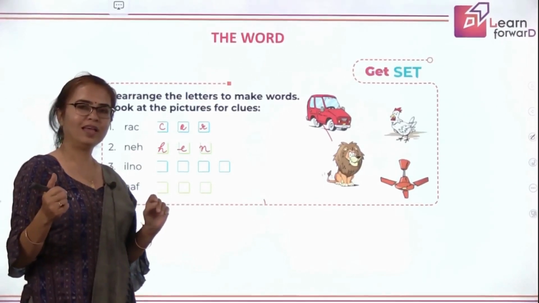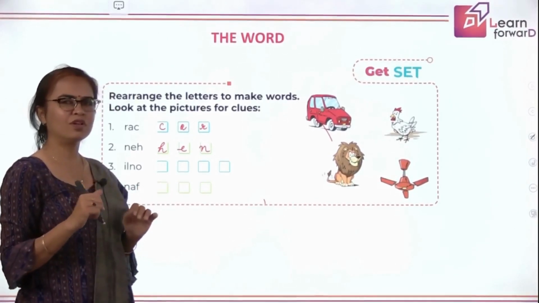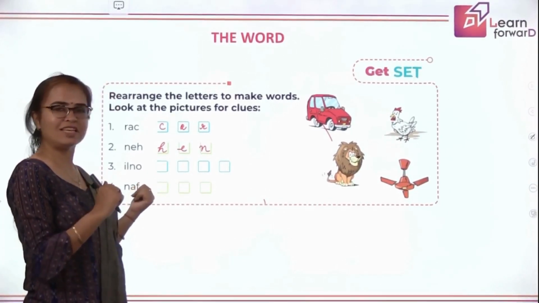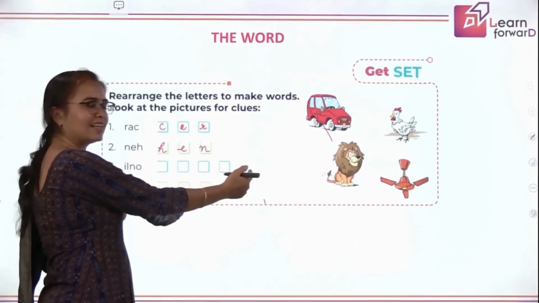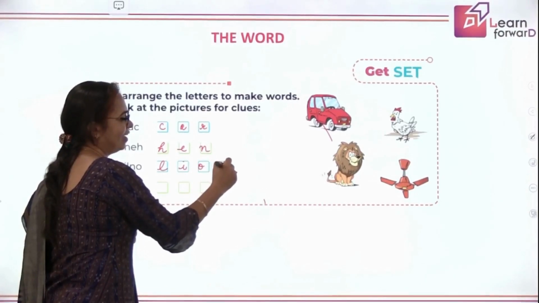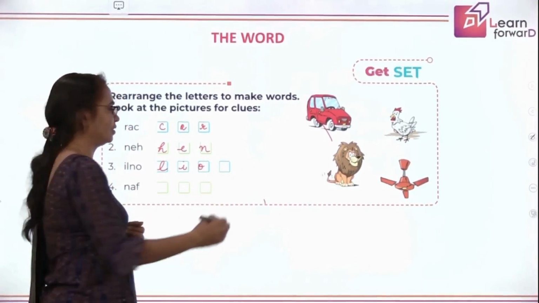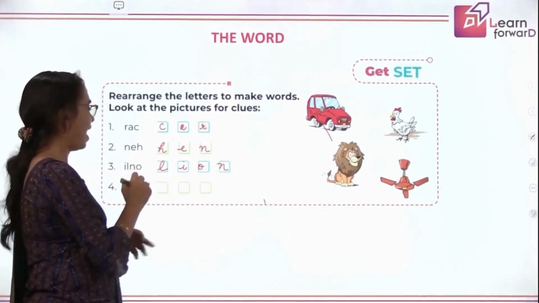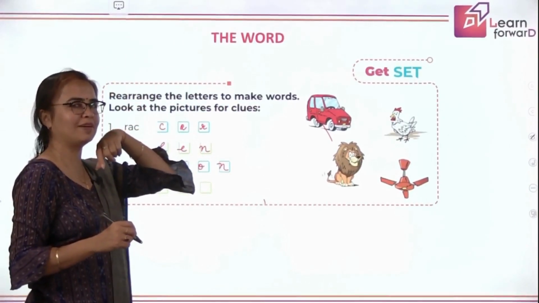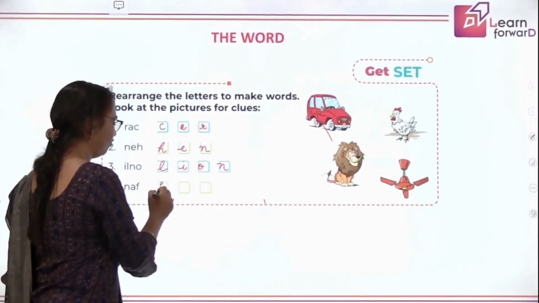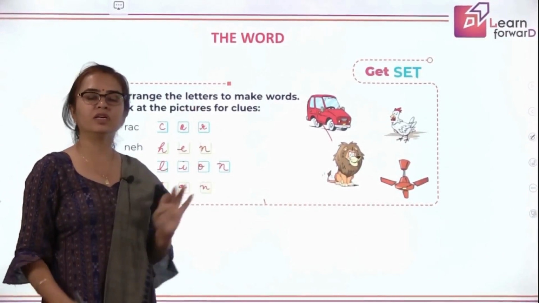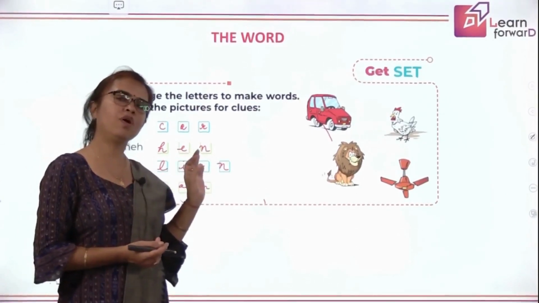The next one is ILNO. Ilno. Is that a word you have ever heard? So what's the meaningful word out of these letters? Yes, there's the picture to help you out. And it's a lion. Very good. And the last one is the picture that moves over your head in summer. That is a fan. Very good, students. So these are the words we have formed from the given group of letters.